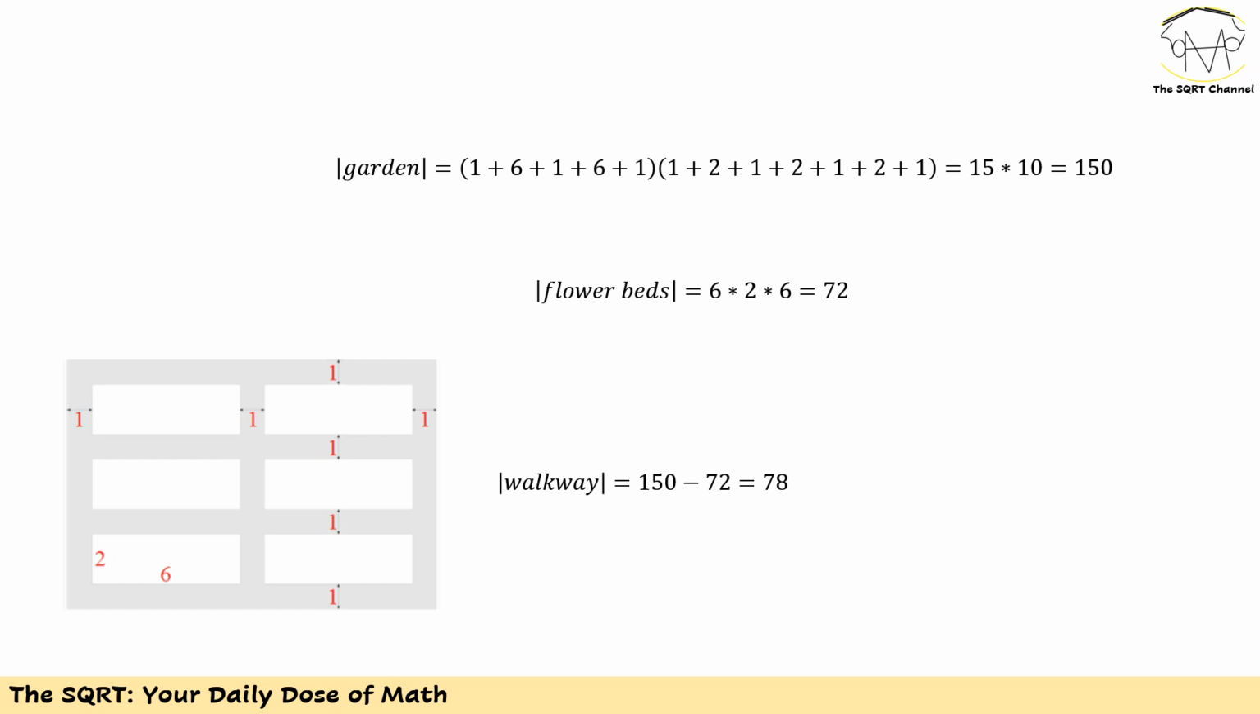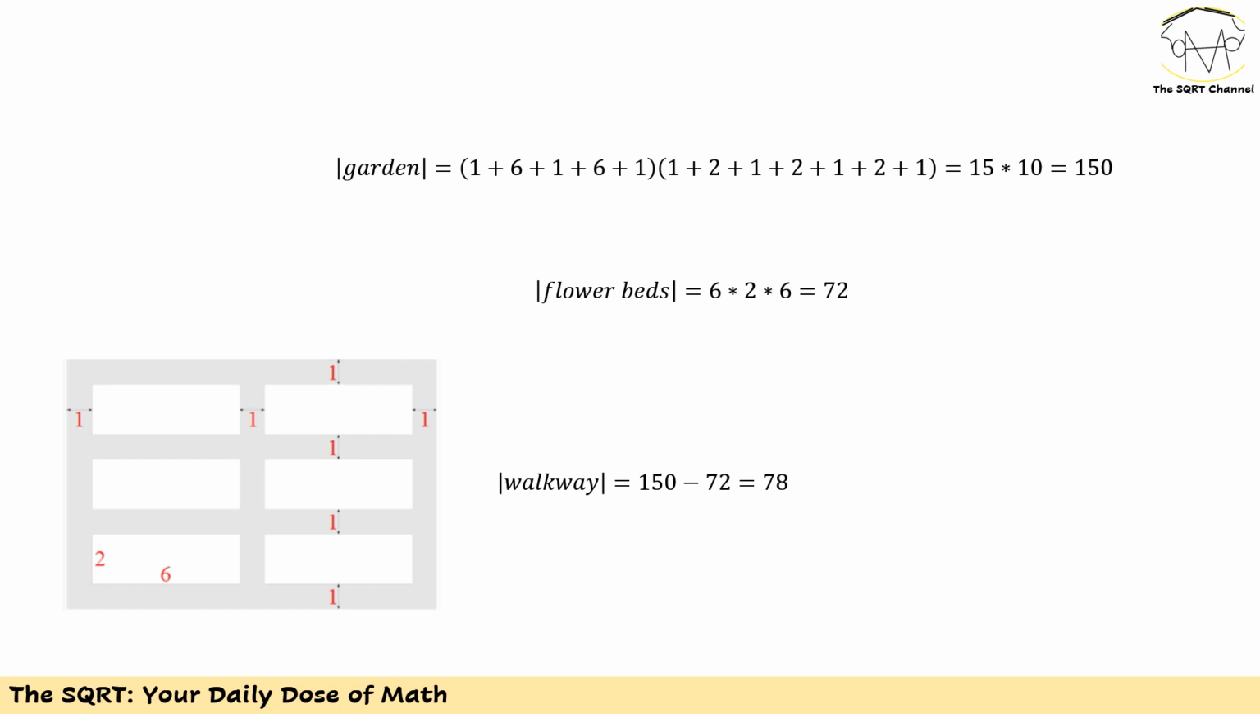To solve this problem, obviously, we need to find the total area that we have for this garden and then the total area that we have for the flower beds and then subtract these two from each other. So let's start with the garden.